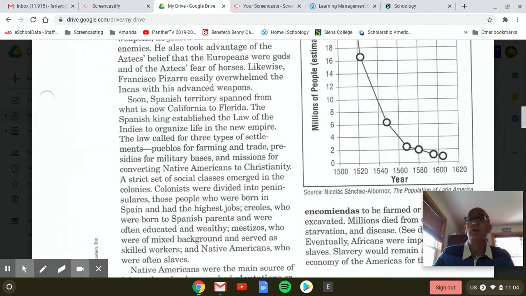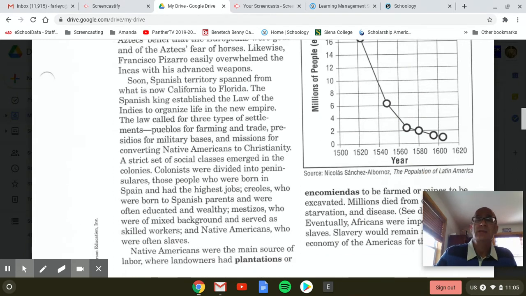So you've got the king across the Atlantic Ocean in Spain organizing what life is going to be like in the new empire. The law called for 3 types of settlements: pueblos for farming and trade, presidios for military bases, and missions for converting Native Americans to Christianity. All three of those, by the way, are vocab terms as well: pueblo, mission, and presidio.